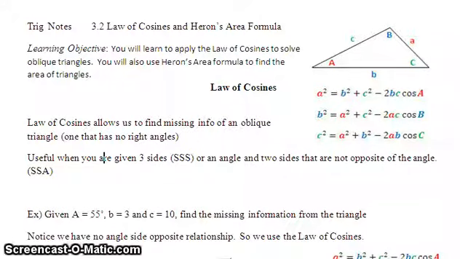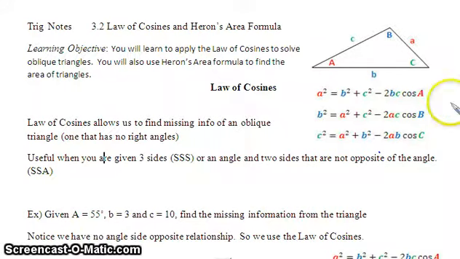This video is Trig Notes 3.2. It's going to cover the law of cosines and Heron's area formula. The law of cosines is a formula that will help us find missing sides and missing angles of triangles that are oblique. But the difference between the law of cosines and the law of sines is that we're not going to be given that angle side opposite relationship that we were when we have the law of sines.